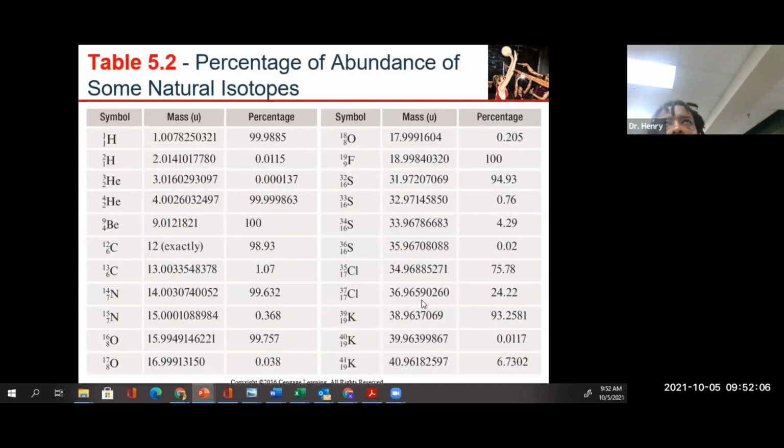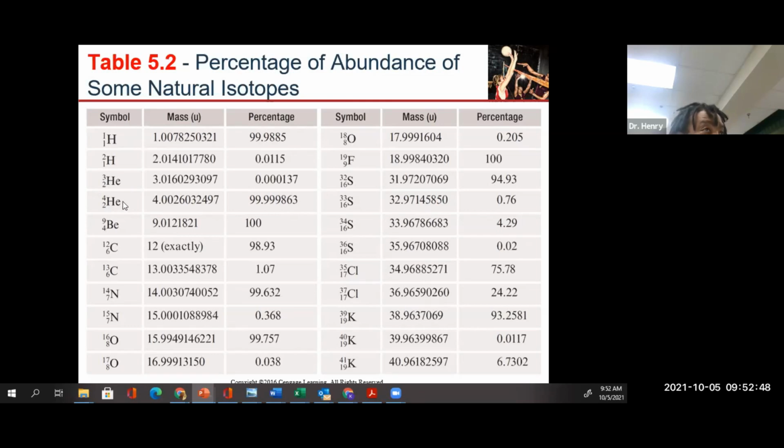Okay, so this is just basically showing you the percentage of abundance of some of the naturally occurring isotopes. So here we have the hydrogen isotopes. This guy's called deuterium. This guy's called... I'm sorry, not hydronium. It's protium. So the first one's called protium. This guy's called deuterium.